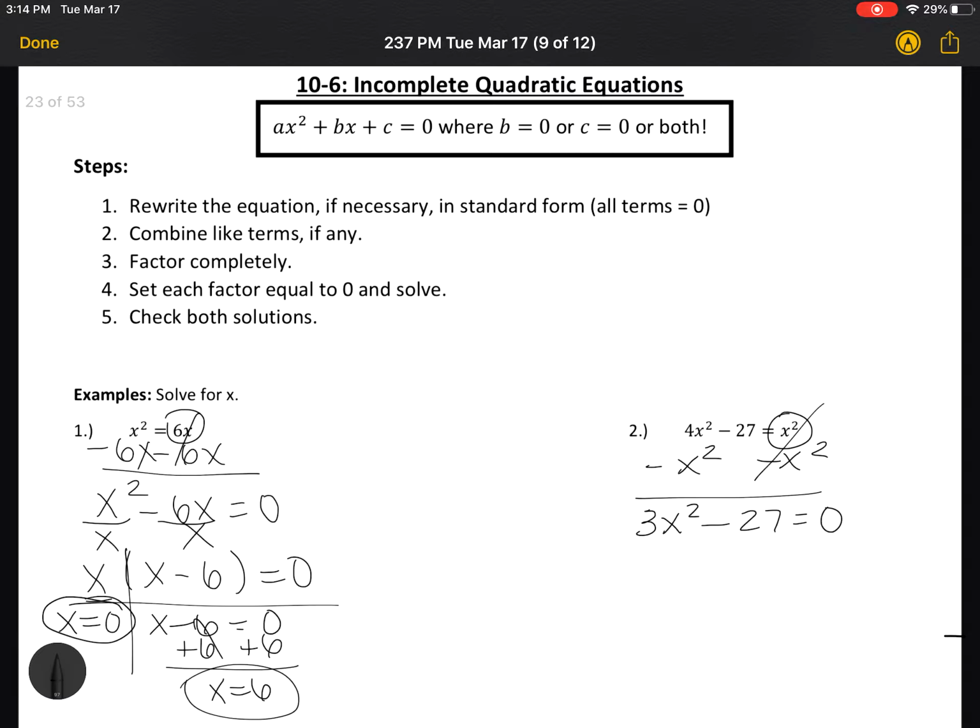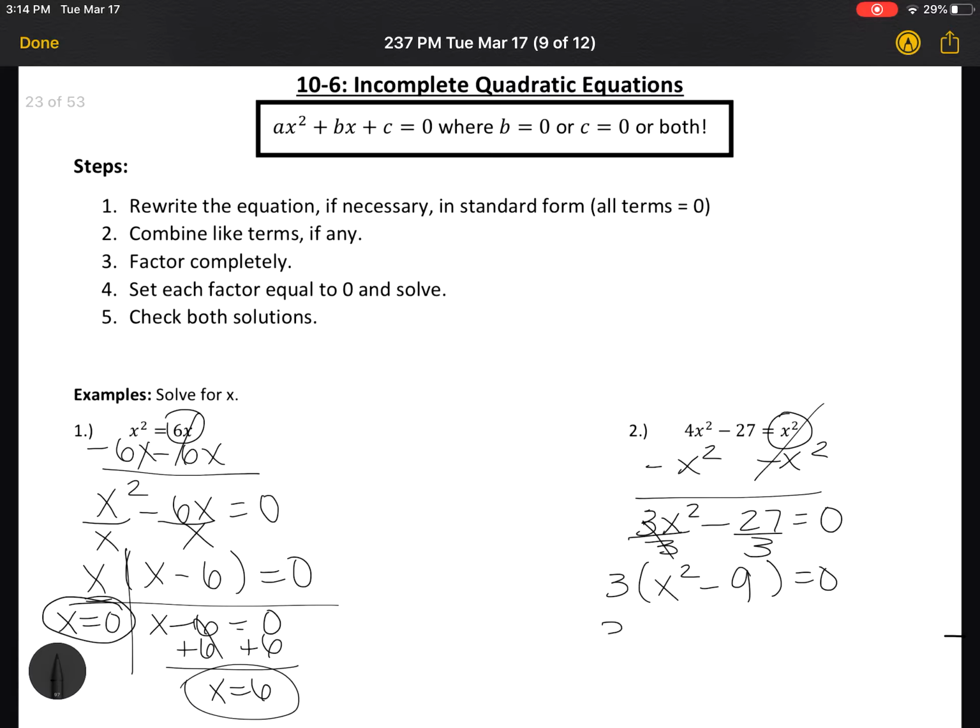There's nothing else to combine, so I'm going to go ahead and factor. These have a GCF of 3. So I'm going to divide each of those by 3 to be left with x squared minus 9. Now notice up above that step 3 says factor completely, which like we said before, that means that you're probably going to factor more than once. Because if you look at the inside of the parentheses of what we have right now, x squared minus 9 is a difference of 2 perfect squares.